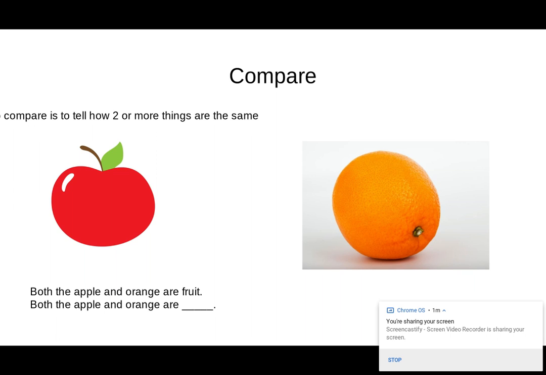Both an apple and an orange have seeds. Maybe you like them both. Both an apple and an orange are delicious. So again, when you compare, you're telling things that are the same.